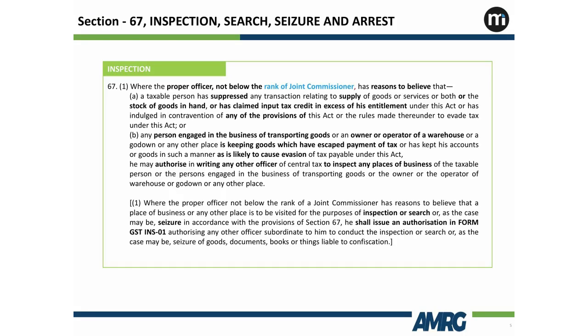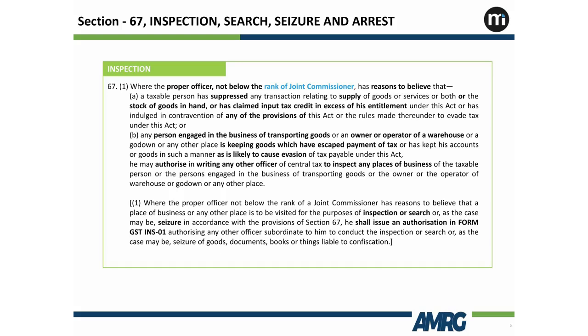Inspection. So section 67(1) stipulates that a proper officer not below the rank of a joint commissioner. When we say not below the rank of joint commissioner, it means that a certain senior officer can only do an inspection whereby he has reasons to believe. So he must have reasons to believe. This is a very, very important term. All the terms are very important.